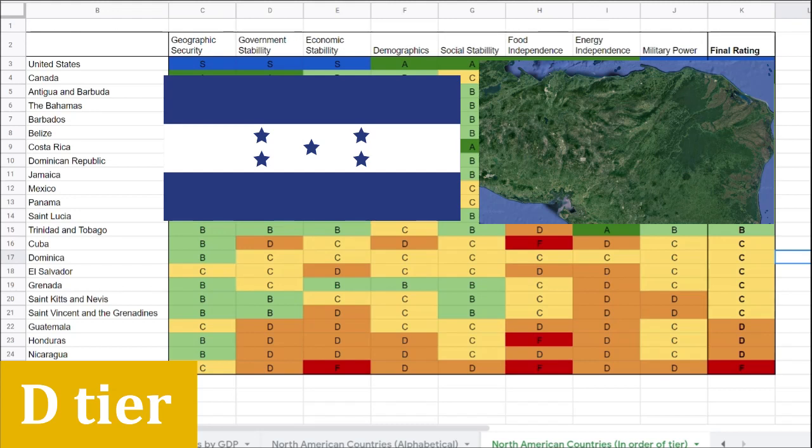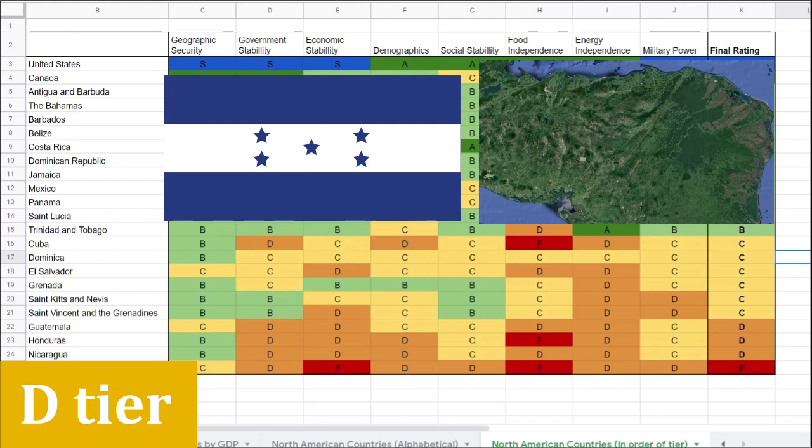Economic stability, also D. Government debt and poverty and unemployment are increasing. Usually that's not what you want to see in your economy. Most of the economy is based on agricultural exports. Again, not very good. And quick fact about this nation, it has the highest income inequality of any Latin American country. Not good.